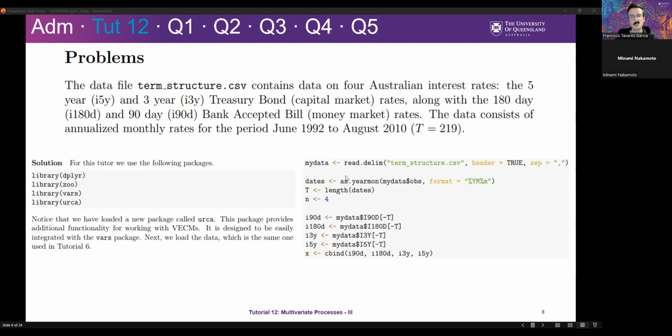So it means R understood what we have, right? T is just the length of our data, and you will see why we're doing that. 2019 observations. So T has 2019. It's just a value of 219. Sorry, 219. N equals to 4.